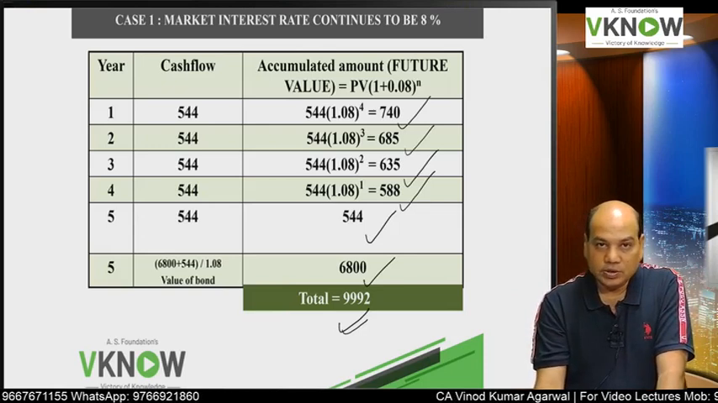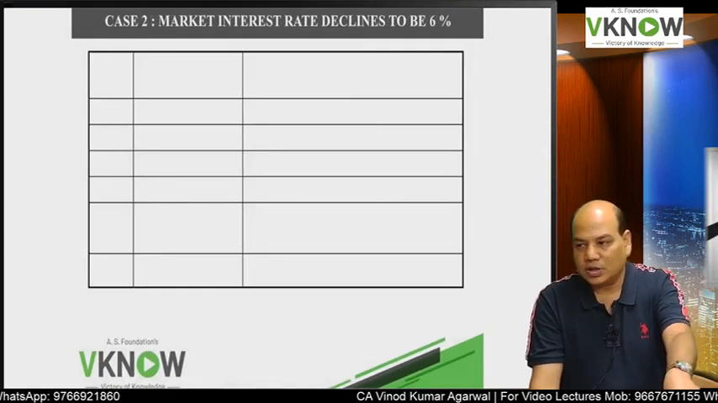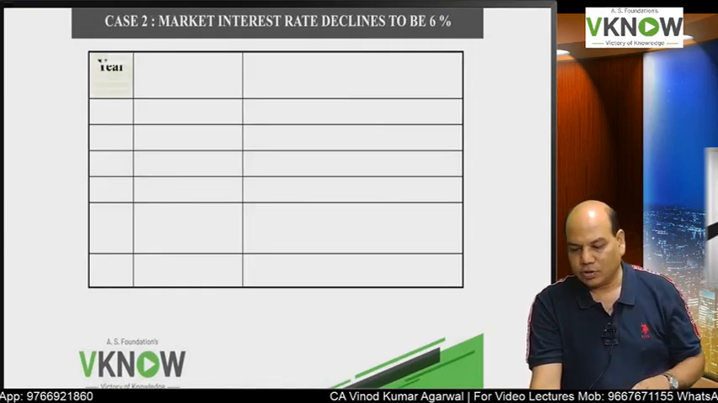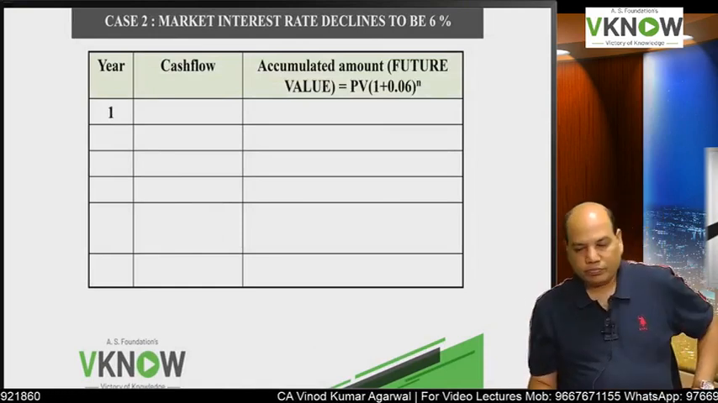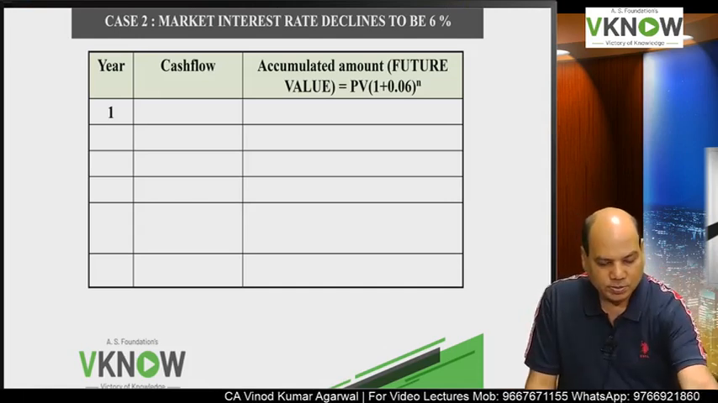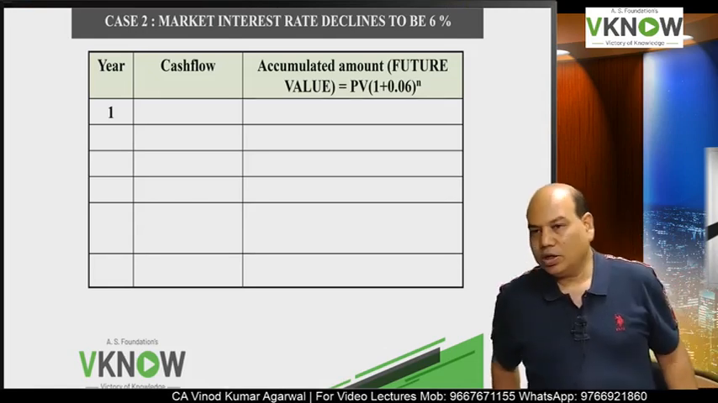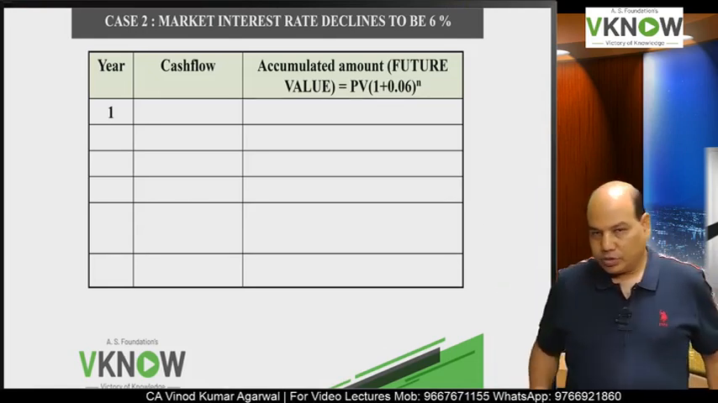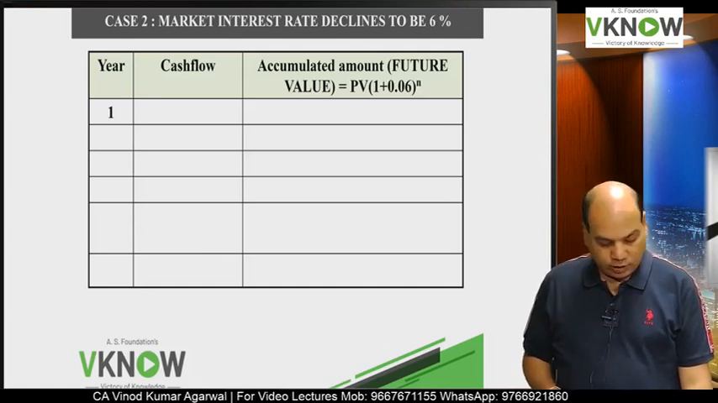But the interesting part will be the next two calculations, where the interest rate will fall to 6% and rise to 10%. Same format. Case 2, write down. Market interest rate declines to 6%. If market interest rate declines to 6%, then what will happen?